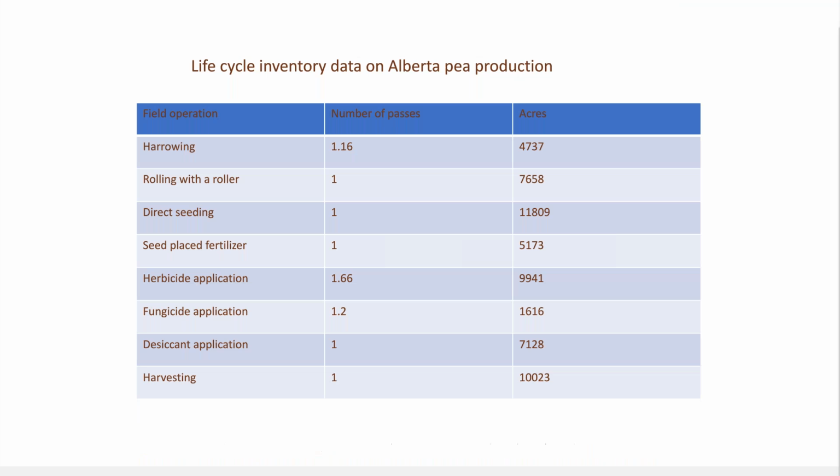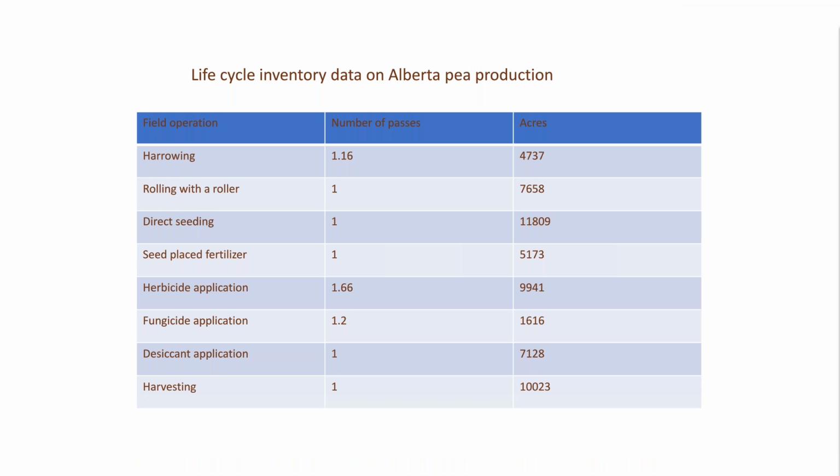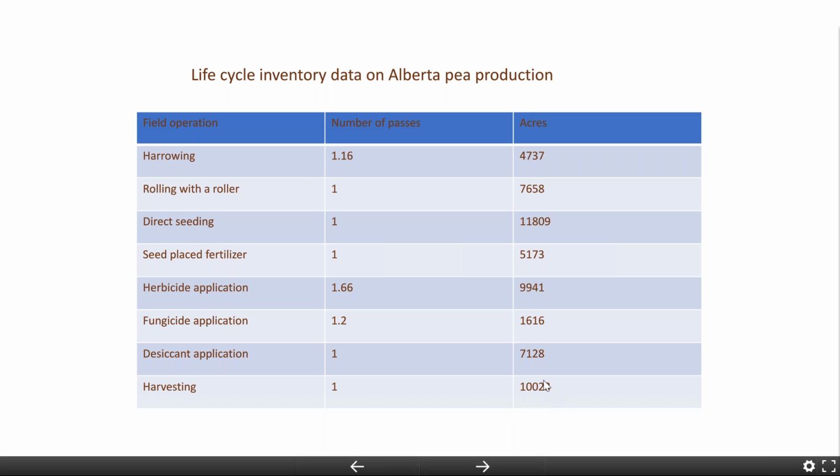And we're going to jump up here to look at these field operations. So these play an important part in the LCA as well. You can see here with harrowing that most acres got at least 1 pass, if not a few acres that had 2 passes. Rolling, not surprised it came up at 1, but not all acres were rolled as well. Direct seeded, 11,809 acres were seeded, but down here you can see harvested at just over 10,000 acres. So we did have some crop that wasn't harvested in this survey.